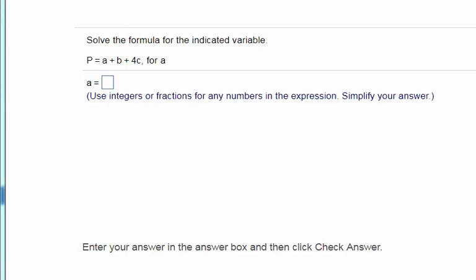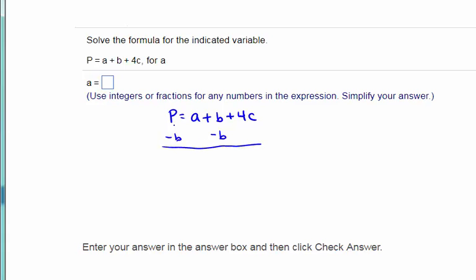So now we're going to look at a couple of homework problems where we are solving for an indicated variable. We're going to start with one that is pretty easy. We have the equation P is equal to A plus B plus 4C, and we're being asked to solve for A, which means that we want to get A by itself. So the first thing I'm going to do is subtract B from both sides.